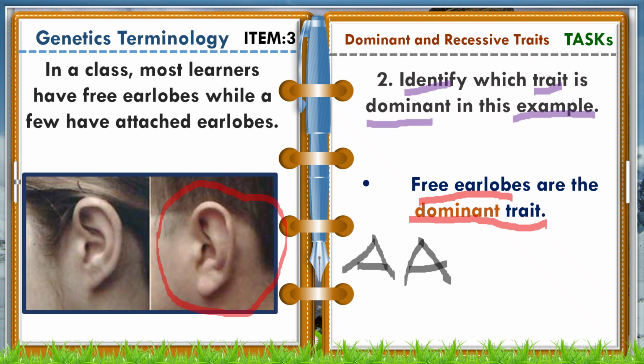If we have capital A and small a, that one is also going to be a dominant trait due to the existence of one dominant allele, which causes it to become a dominant trait.